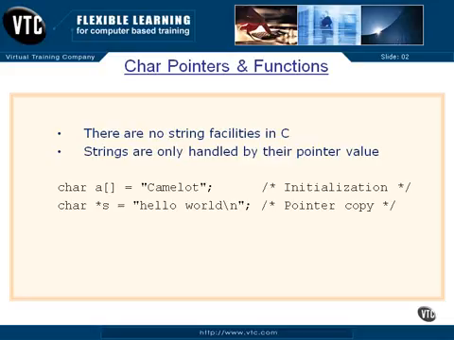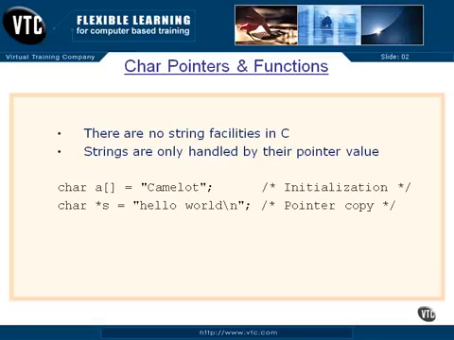Let's take a look at the use of some character pointers and a little bit of function calls with it. First of all, there are no string facilities in C. The C programming language does not understand what a string is, really. A string to it is just an array of characters with a null at the end, some way of telling you that you're at the end of the string. Strings are only handled basically by their pointer value, which is the pointer to the first character in a string.